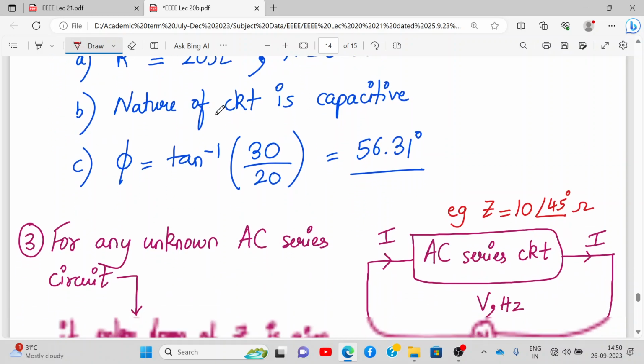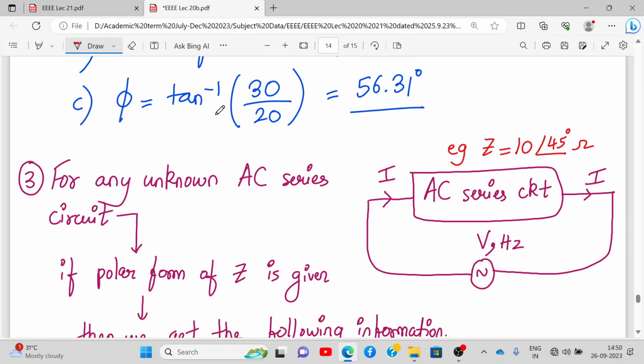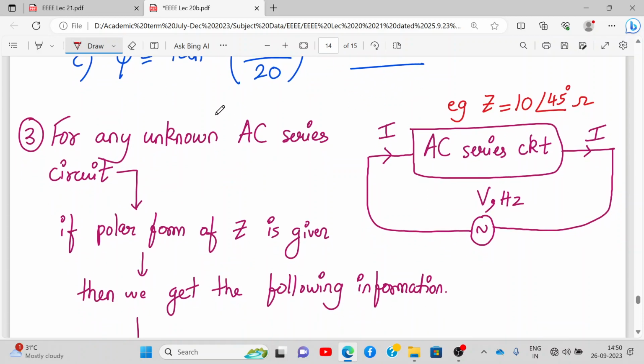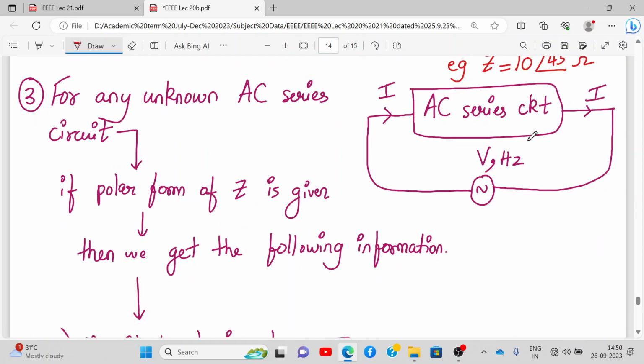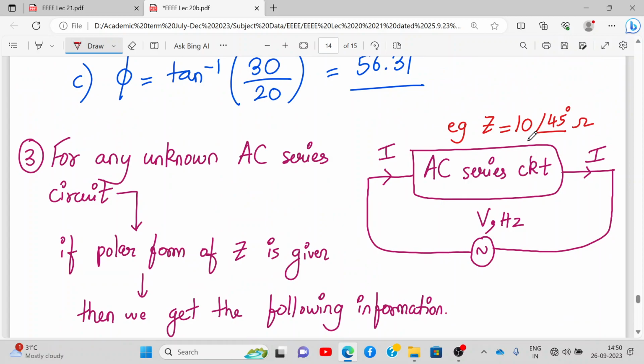Okay. Now, don't write anything. If Z is given in the polar form, how will you identify whether it's capacitive or inductive? Now tell me, how will you do that? If it is in the polar form, Z is 10 angle 45 degrees. So what is the magnitude of Z? What is the standard form of Z over here? Z bar is Z angle phi. So you can calculate Z from here.